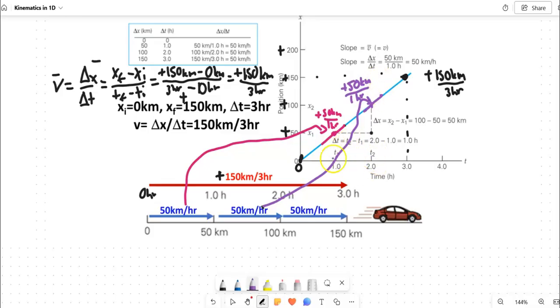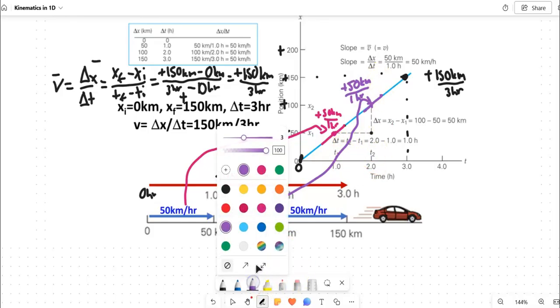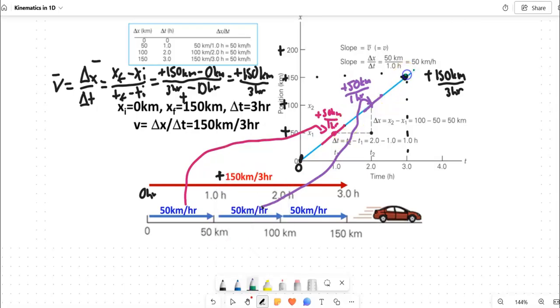over the next hour. And then finally, this last guy, you have another instantaneous velocity, which is another positive 50 kilometers over the period of 1 hour. As long as all of these slopes are the same, this overall is going to be a straight line. So the average velocity, if you reduce it, is going to become each one of those instantaneous velocities.